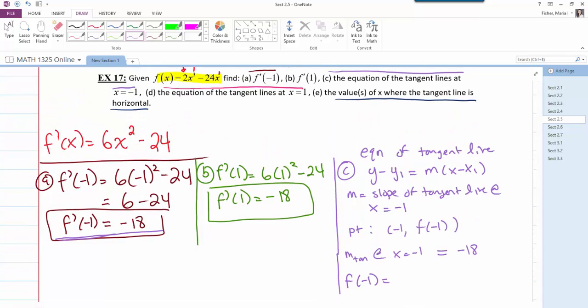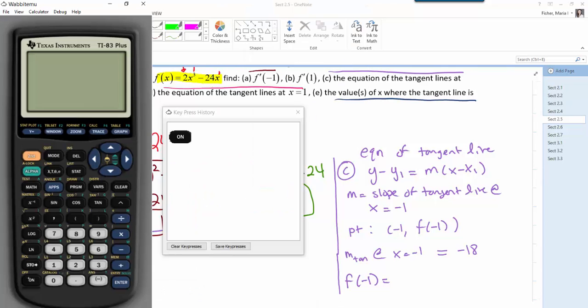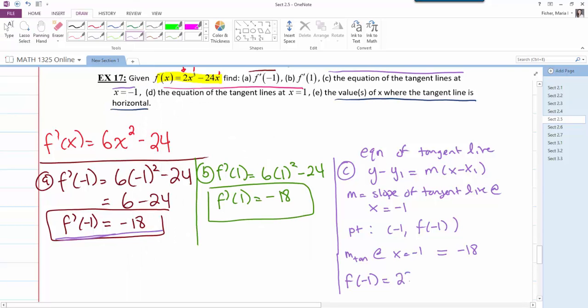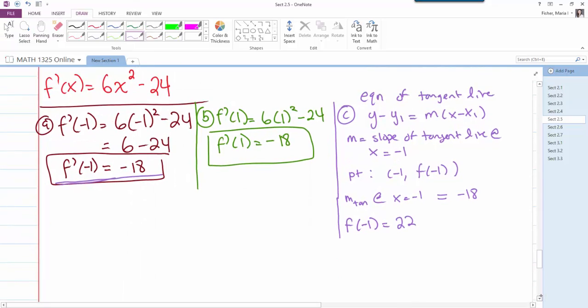Well, recall, the given equation is 2x cubed minus 24x, so f of -1 is going to be whatever 2 times -1 to the third minus 24 times -1 is. Put that in a calculator, hit enter, and we end up with the number 22. So f of -1 is equal to 22. I now have enough information to find the equation of the tangent line.